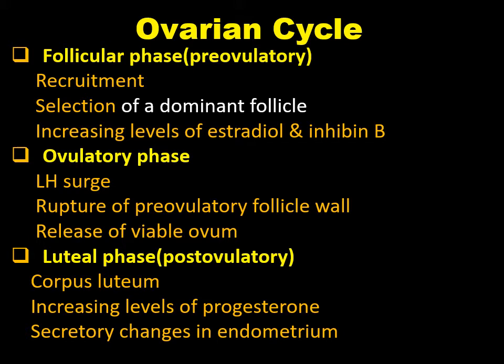with initially increasing estrogen, and inhibin B will lead to a negative feedback to stop FSH from stimulating further follicles, but later on with more and more estradiol, a positive feedback leads to LH surge and ovulation. With the release of the secondary oocyte, the corpus luteum will produce progesterone, and this is why we have the luteal phase.